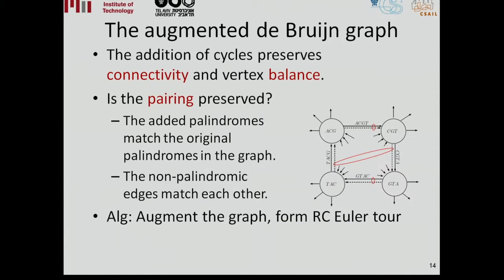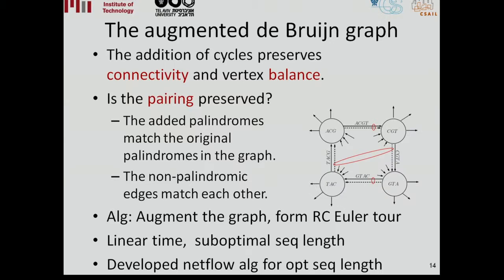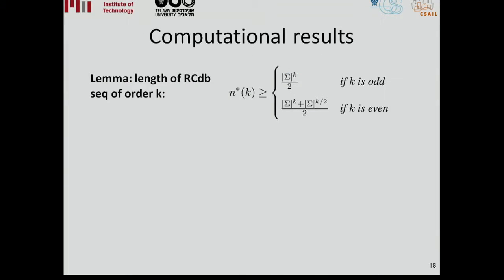Now this actually boils down to a very simple algorithm. We augment the graph by the cycles, and then we run the RC Euler algorithm. And this takes linear time, but it doesn't guarantee optimality. So the sequence lengths will be slightly more than optimal. And in fact, I'll not show it here, but we developed a network flow formulation that gives us the optimal sequence lengths at a time that is the network flow type complexity, so low polynomial.